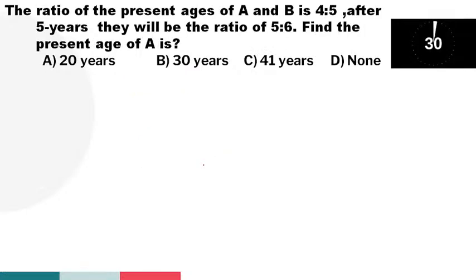And move on to the next, first problem, guys. The ratio of the present ages of A and B is 4 is to 5. After 5 years, the ratio will be 5 is to 6. Find the present age of A. What is the answer, guys? Anyone? Which option is the right answer?